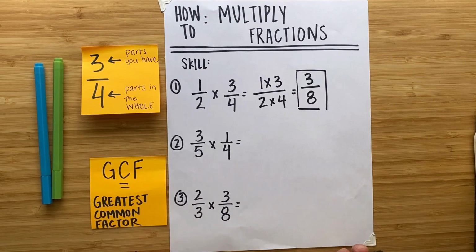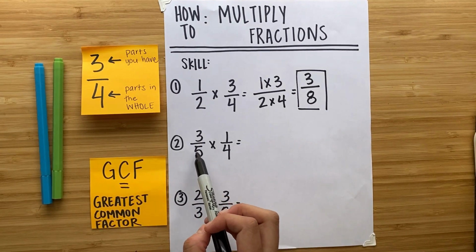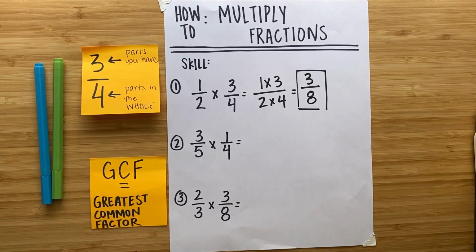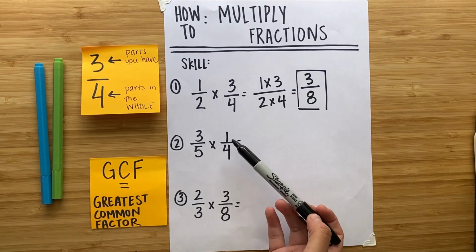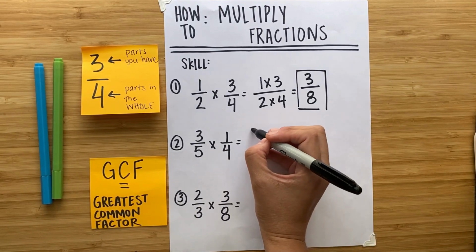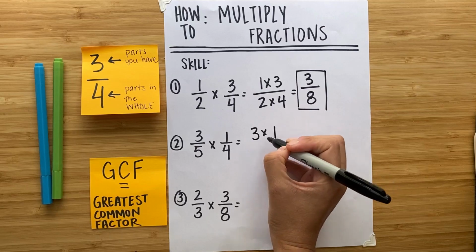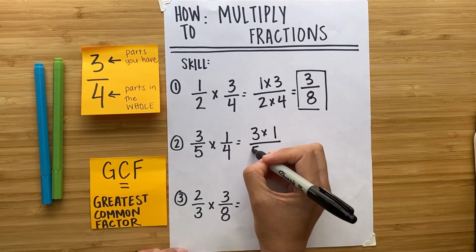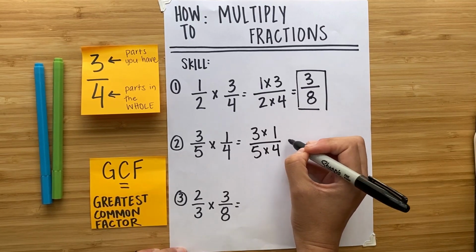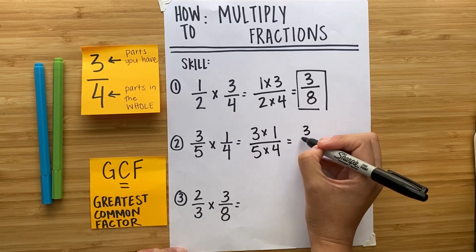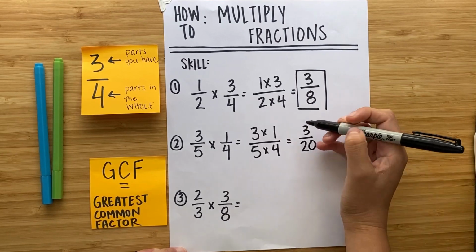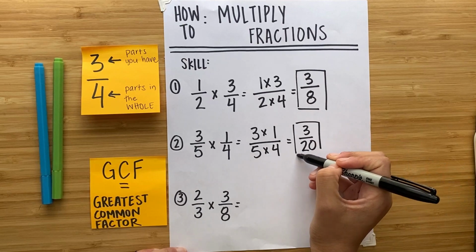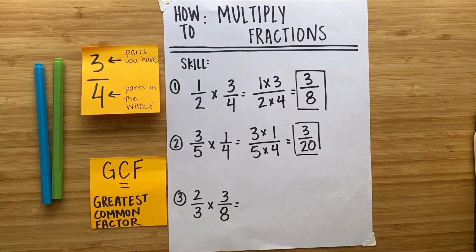Let's look at question number 2. 3/5 times 1/4, or 3/5 of 1/4. First step is to multiply the numerators. Second step is to multiply the denominators. This gives us 3 over 20. Since no number can go into both 3 and 20 besides 1, our fraction is simplified and we're done.